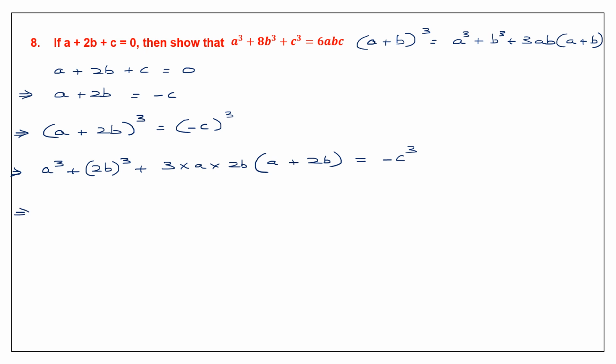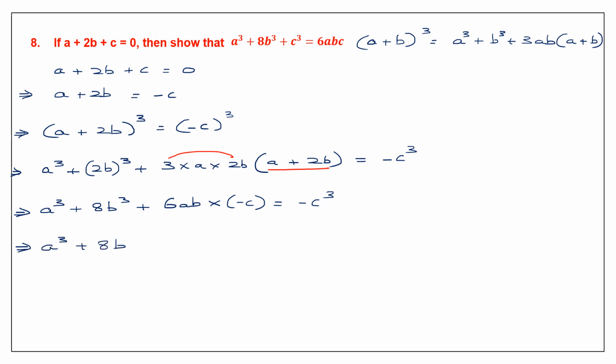Now let's continue. So this is going to be a cube plus, now here we have 2b the whole cube. So 2 into 2 into 2, and that is 8. And b into b is b cube plus, now here we have 3 into a into 2b, that is, we multiply the numbers 3 into 2, so that makes it 6. 6ab. Now a plus 2b, we have just written here in the beginning, a plus 2b is equal to minus c. So 6ab into minus c is equal to minus c cube. Now here when we continue, we get a cube plus 8b cube plus, now here let's multiply 6ab into minus c.